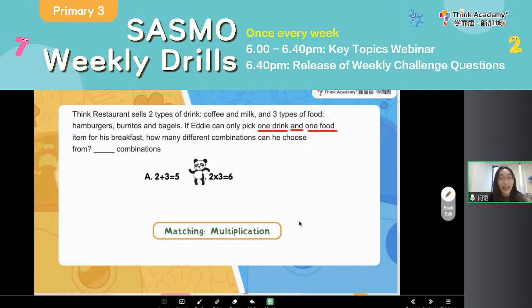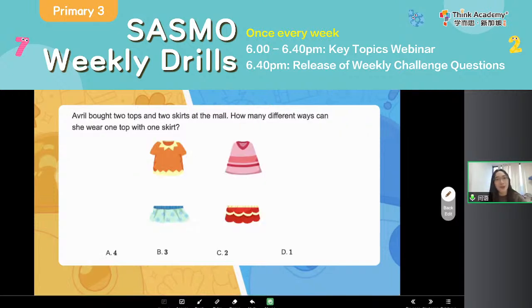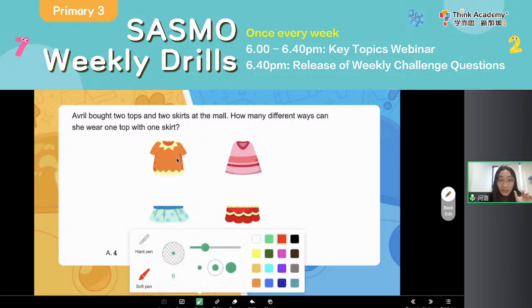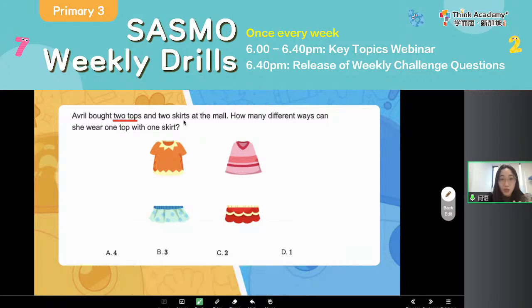So here you see kind of like the matching method. So following this again, super easy for you. Have a try. Okay, thumbs up. So what is the answer? Okay, again, focus on the key information, 2 tops and 2 skirts.